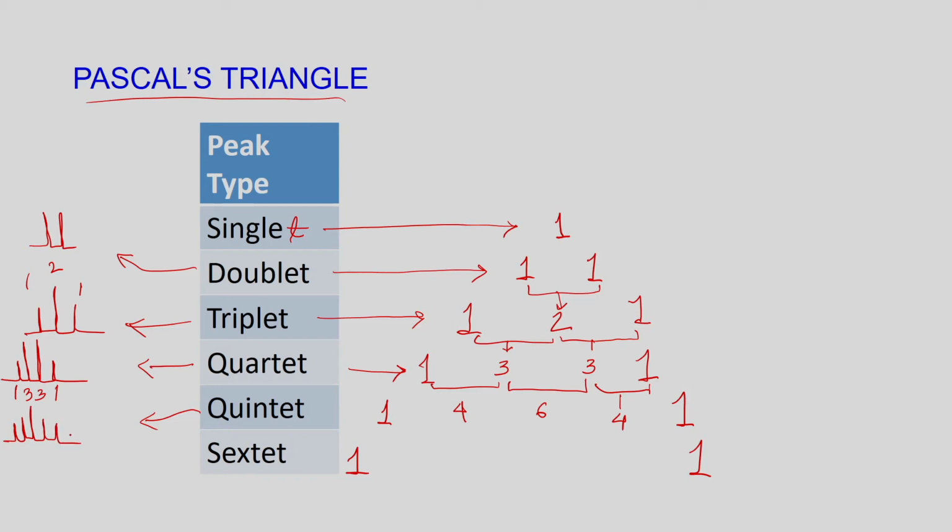Okay. So, there will be in the proportion 1:4:6:4:1. In the sextet, you again add these two, you get 5 here. You add these two, you get 10 here. You add these two, again you get 10 here. You add these two, you get 5 here. Okay.